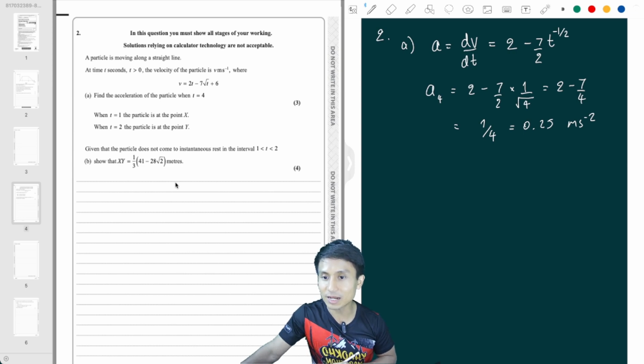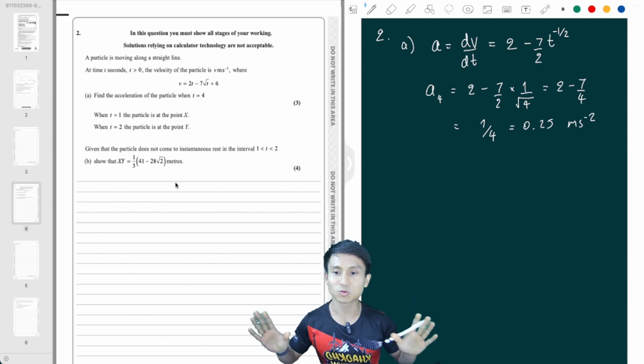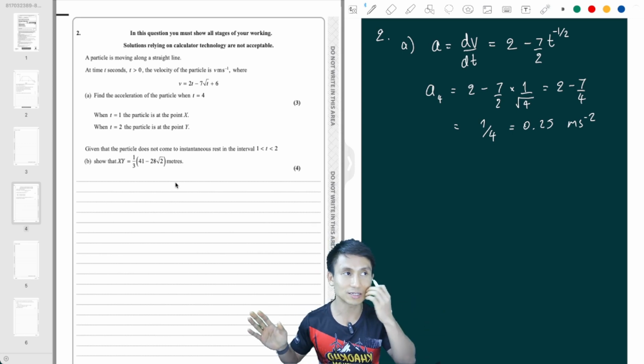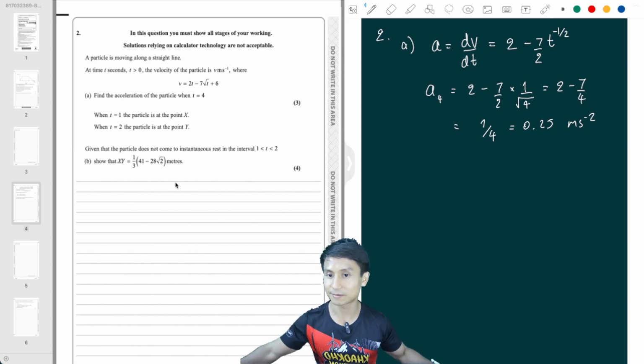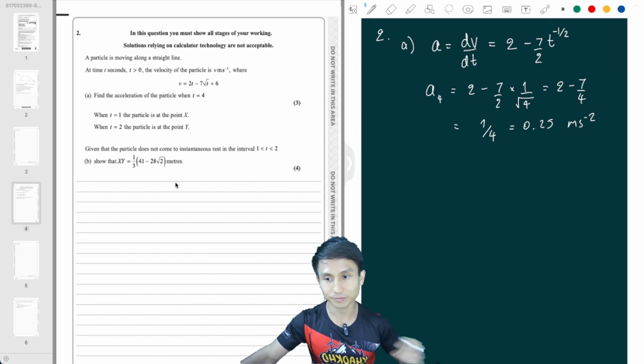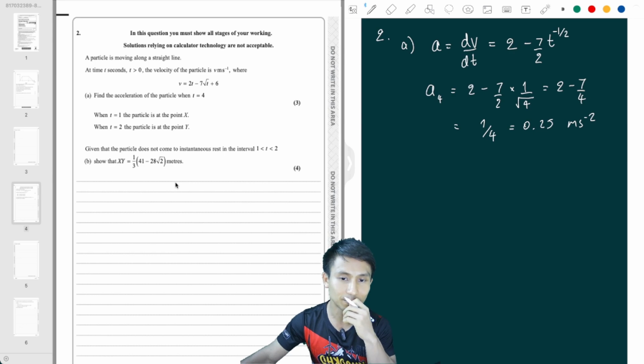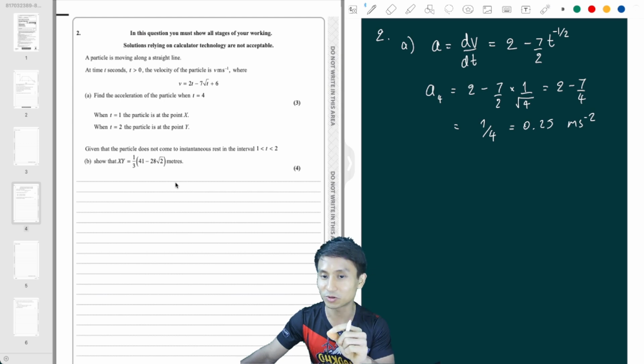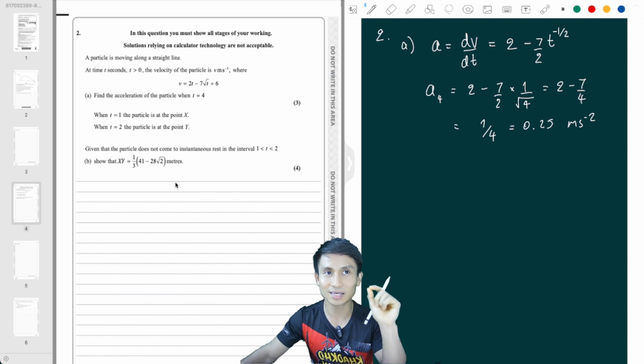For B, given that the particle does not come to instantaneous rest in the interval 1 to 2. Okay, so that is telling you that we want to show that xy is that many meters. So this is basically asking you to find the displacement from x to y, right? It's telling you that there is no instantaneous rest because it's probably helping you so that you don't need to think about the turning point.